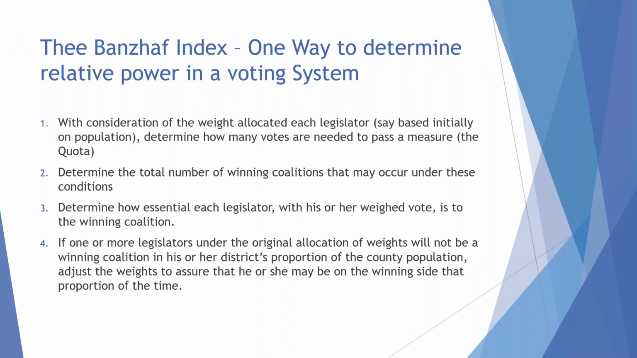So first, you have to figure out what the weight would be if you use population only. Then you have to determine the number of winning coalitions which may occur under this condition. Then you find out how essential each legislator is with his or her weighted vote to the winning coalition. And you adjust the weights so as to assure that the legislators with the least votes have a chance to be in winning coalitions in proportion to the amount of population in their jurisdiction. This is a formulaic practice, a mathematical exercise that you go through to determine if you conform to one person, one vote under your weighted voting system, and adjust it if you must. Next slide, please.